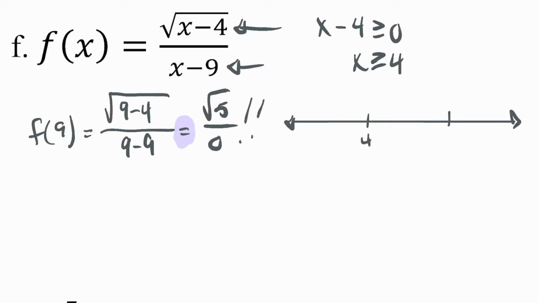I'll mark down 9, say here. So 4 is included, 9 is not. So I'll put an open circle around 9. And then everything between 4 and 9 is included, like 5, 6, 7, 7.5, 8.3. And then everything after 9 as well. Okay, so like 10 would be in the domain.